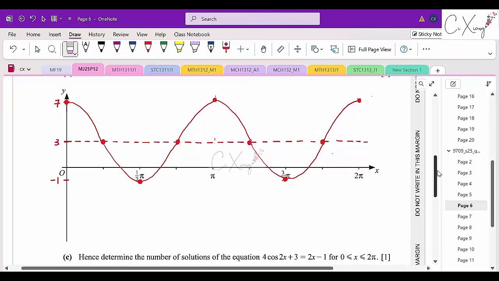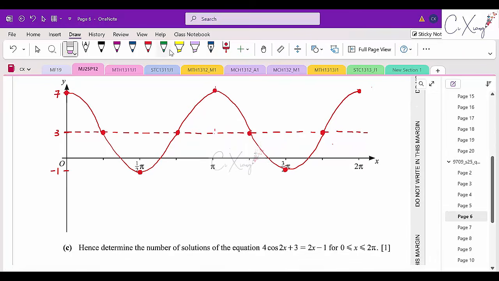Then let's have a look at part C. For part C, they're asking for the number of solutions of this equation between 0 and 2 pi. To find the number of solutions, we have to look at the number of intersection points between the two graphs: the first graph, which is y equals 4 cos 2x plus 3, and the other graph, which is y equals 2x minus 1.